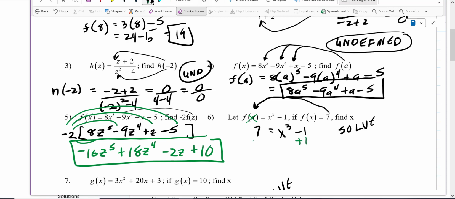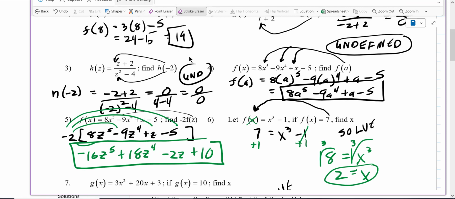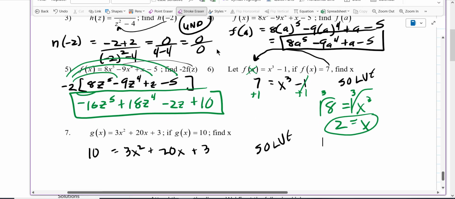Add 1. You got to isolate the variable, so you're going to have 8 equals x to the third. How do you make the x to the third turn into an x to the first? You do the third root of both sides. Okay, that's something we've learned to do. So that's going to be x. The third root of 8 is 2, because 2 times 2 times 2 is 8. So that's how you solve that one. Okay, I think most of you are doing good on that.